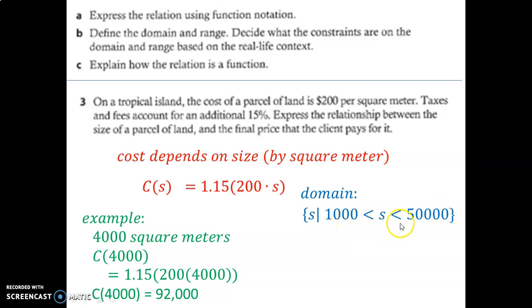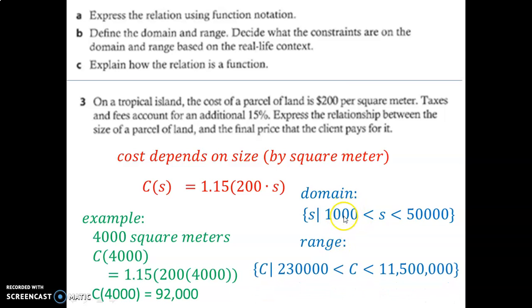Based on my own experience of looking at land and looking to buy land, I know a 1,000 square meter plot is pretty small and you won't find anything smaller than that. And then 50,000 is a pretty big one. Maybe it's unlikely to find something bigger than that. Of course, you might have a different opinion and you might think, yeah, of course they can find bigger land plots than that. But that's my domain. So based on whatever domain you selected, then you get the range, right? Because the process is to look at the domain and then the range comes from that.